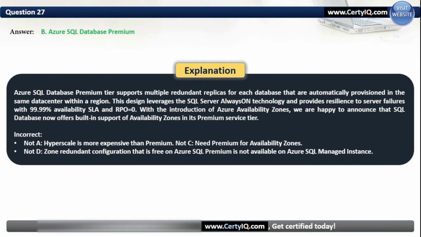Azure SQL Database Premium tier supports multiple redundant replicas for each database that are automatically provisioned in the same data center within a region. This design leverages the SQL Server Always On technology and provides resilience to server failures with 99.99% availability SLA and RPO equals 0. With the introduction of Azure Availability Zones, we are happy to announce that SQL Database now offers built-in support of availability zones in its Premium service tier.